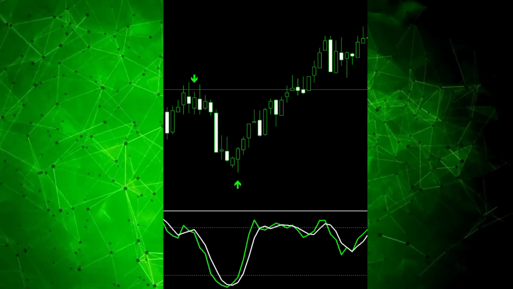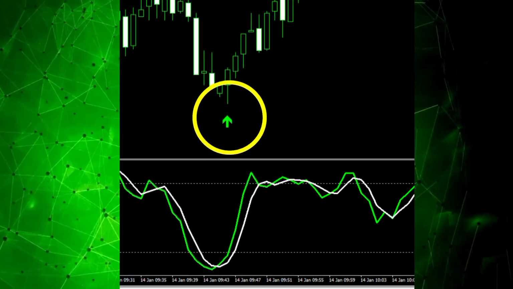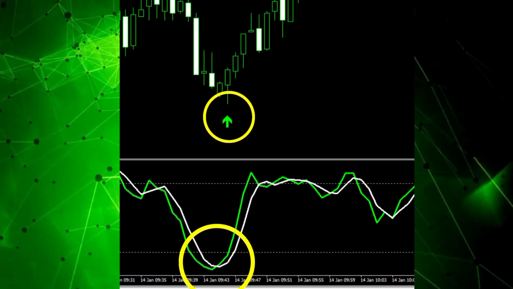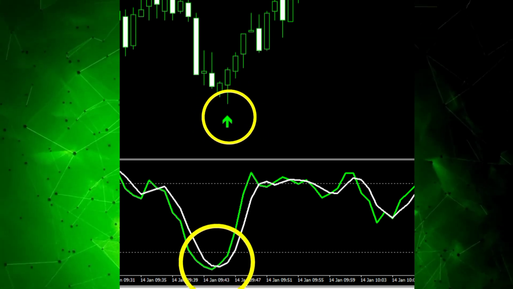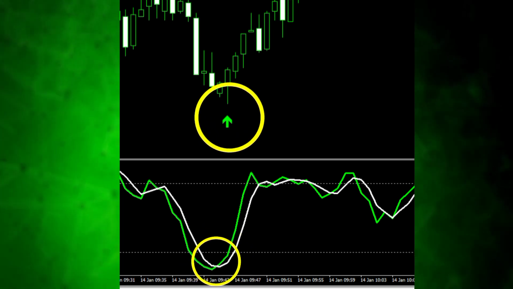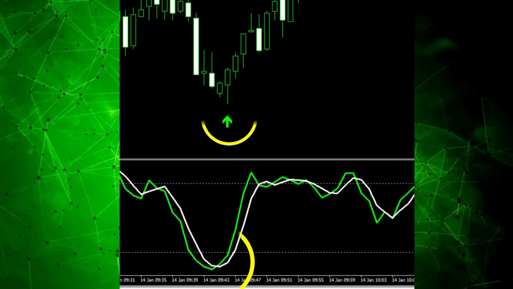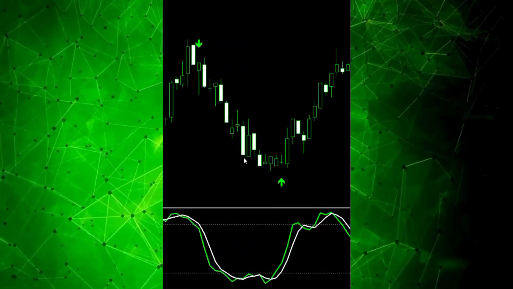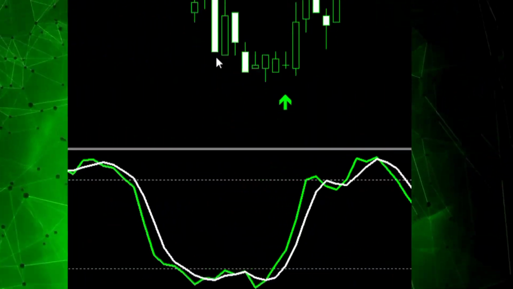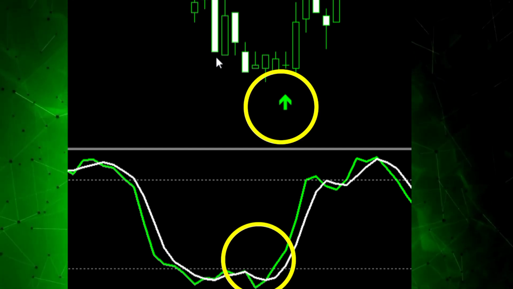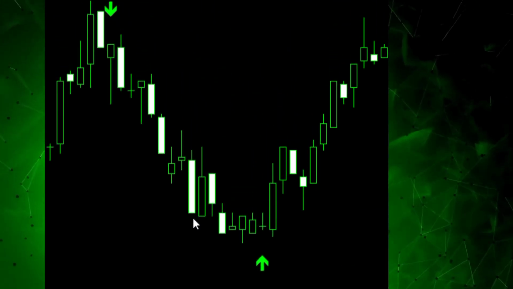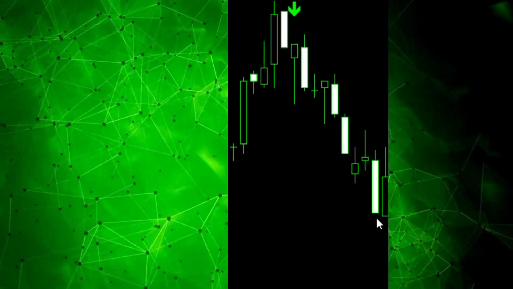So here is the first example, and as you can see, the arrow appears at the same time when the stochastic gives us the crossover from the oversold zone, and these kinds of signals have a higher possibility of being a profitable signal. Our second example is also very similar. As you can see, the stochastic was already in the oversold zone, and as the arrow appears on the chart, the market directly goes in an upward direction.